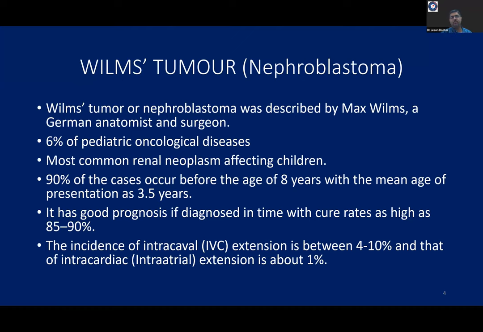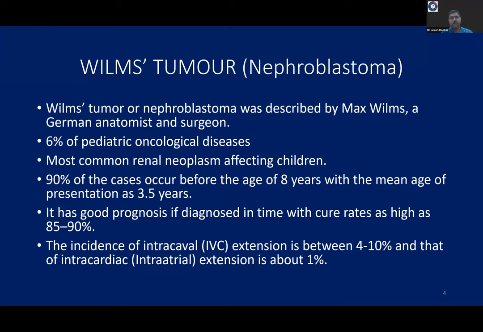So in brief, what exactly is Wilm's tumor? It's also called nephroblastoma. It's a tumor described by Max Wilms, who was a German anatomist and surgeon. Wilm's tumor forms 6% of pediatric oncological diseases amongst the entire spectrum of pediatric oncology. It's the most common renal neoplasm affecting children, and 90% of cases occur before the age of 8 years, with a mean age of presentation of 3.5 years.